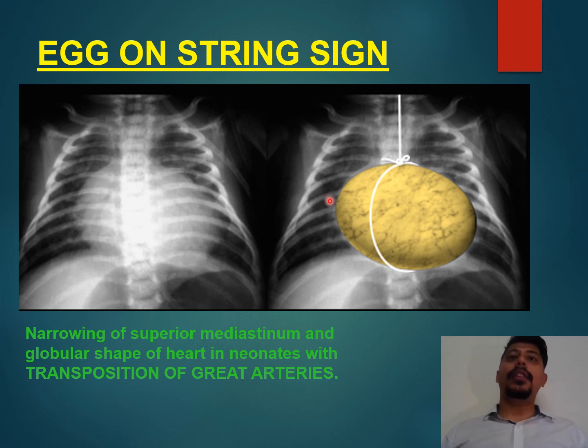Egg on string sign. So the narrowing of the superior mediastinum and the globular shaped heart in the neonates with transposition of the great arteries. So in TGA we see egg on string sign.